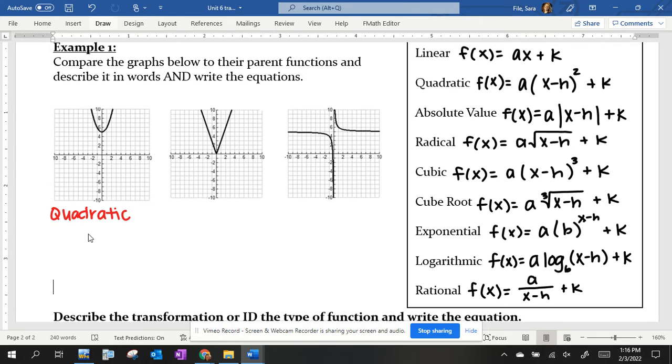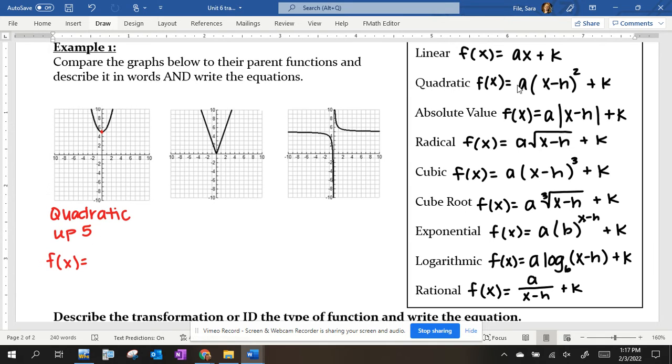Okay, and what has happened to it? How has it changed from the parent function? Yeah, it definitely went up, and that vertex is at 5 now instead of the origin, so it shifted up 5. That's for sure. Let's see, did it shift left or right any? Did it reflect? Did it stretch? So that is the only transformation, up 5. Okay, so when I write the equation, is that A, H, or K? Shifting up or down is your K.